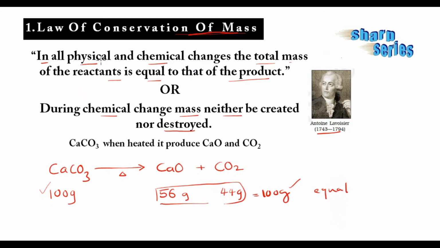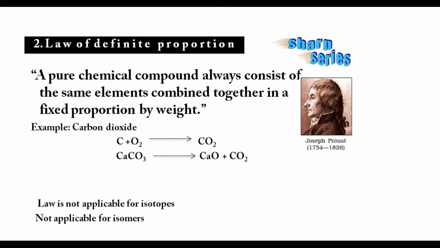That is, in all physical and chemical changes, the total mass of the reactants is equal to that of the products. That is the law of conservation of mass. The second law is the law of definite proportion, and this law was proposed by Joseph Proust. A pure chemical compound always consists of the same elements combined together in a fixed ratio by their weight.